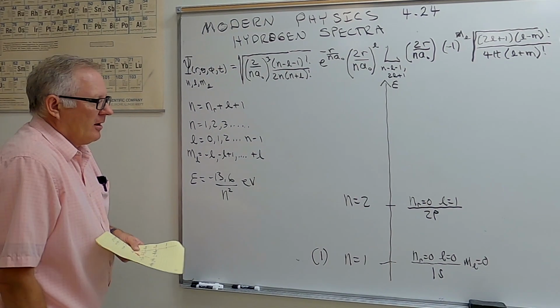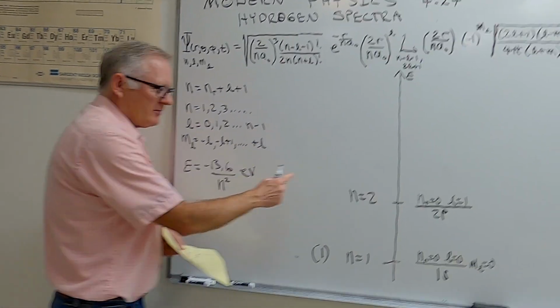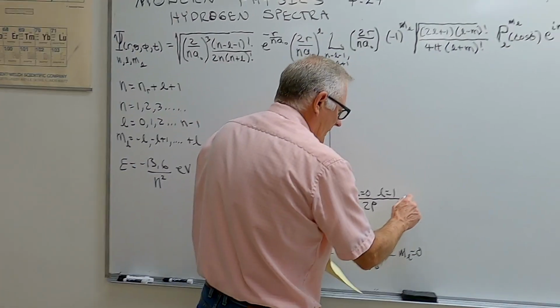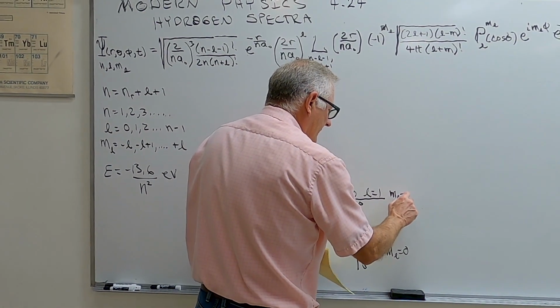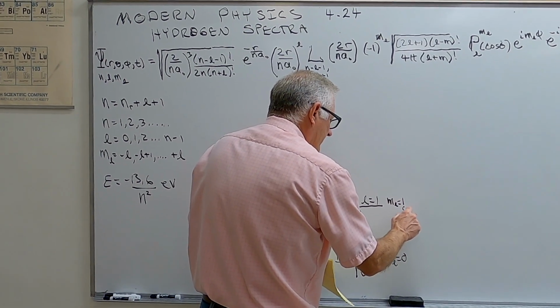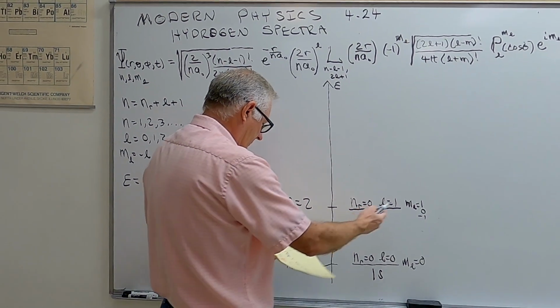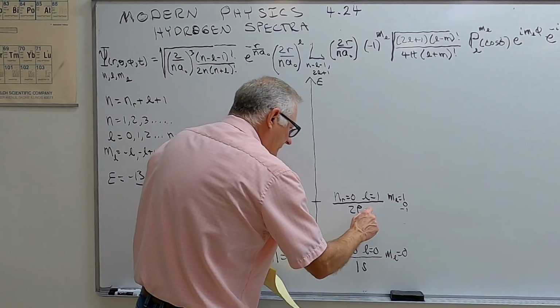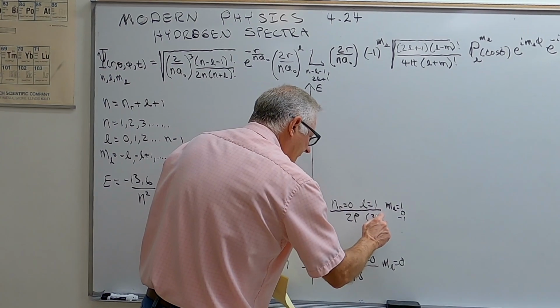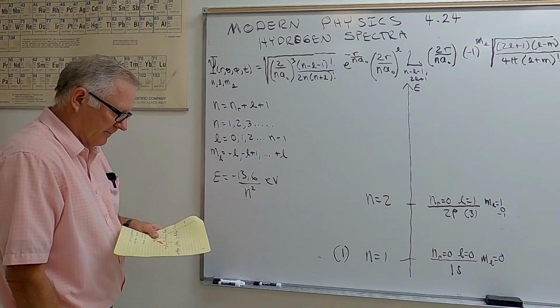And m sub L, remember, goes from minus L to plus L, so it goes from minus 1 to plus 1. So m sub L could equal 1, 0, minus 1. So there were 3 states here, so I better put in parentheses here, there are 3 states there. I'm going to put it right there. There's 3 possible states there, all with the same energy.